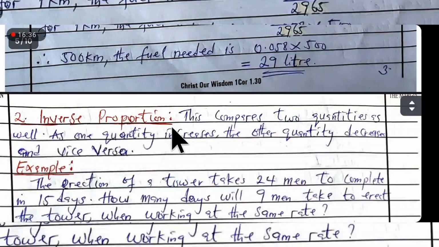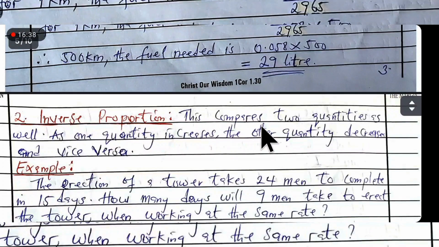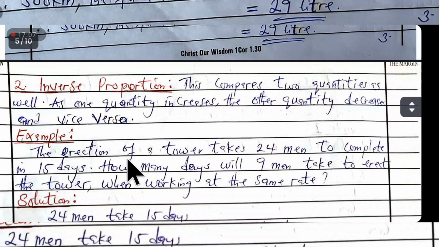All right, we have inverse proportion. This compares two quantities as well. As one quantity increases, the other quantity decreases, and vice versa. I have done a video on variation too. You can search variation by Kenneth Michael. You will see this is similar. Both direct and inverse proportion are similar to some type of variation.